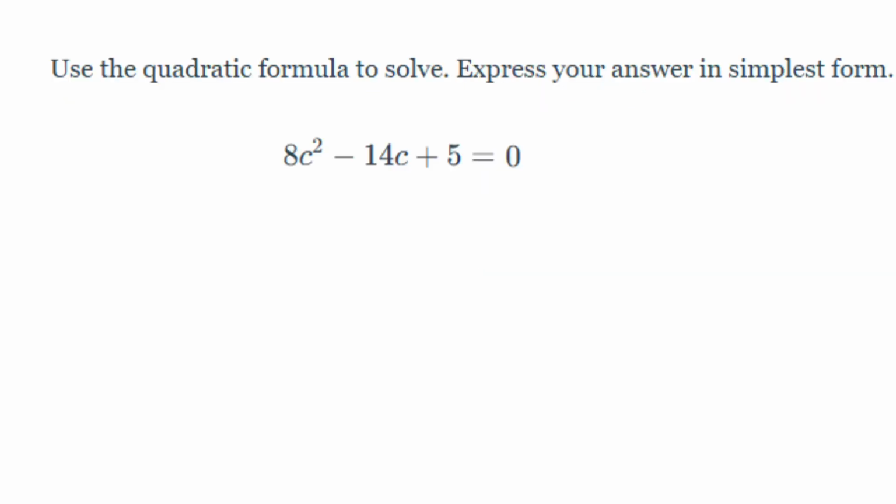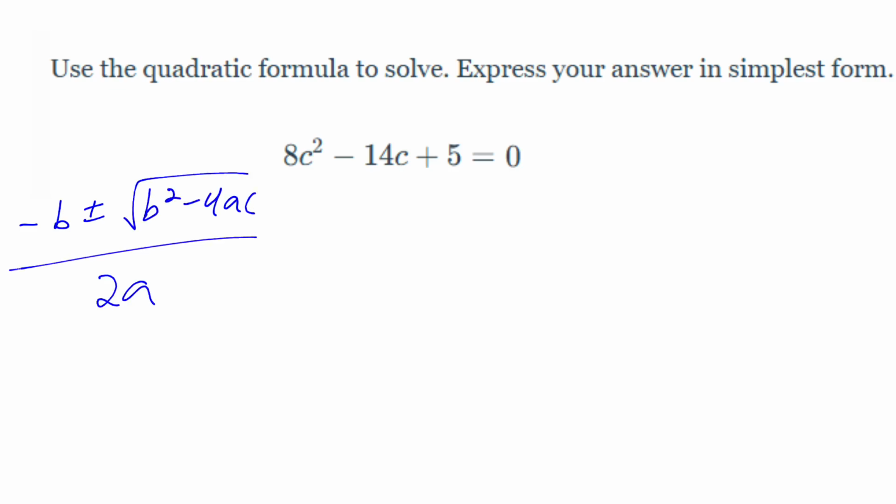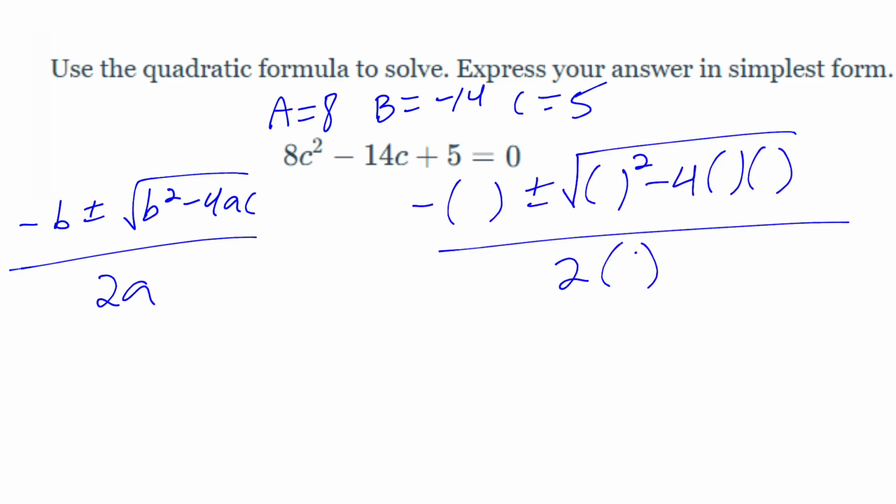The quadratic formula is negative b plus or minus the square root of b squared minus 4ac all over 2a. To the tune of Pop Goes the Weasel. There's your formula. I would encourage you to have that in your notes, just something that you can pull up. Here, for this problem, we pull these a, b, and c values. So we can write it like this and then plug in a negative 14 here and there, an 8 here and there, and a 5 there.